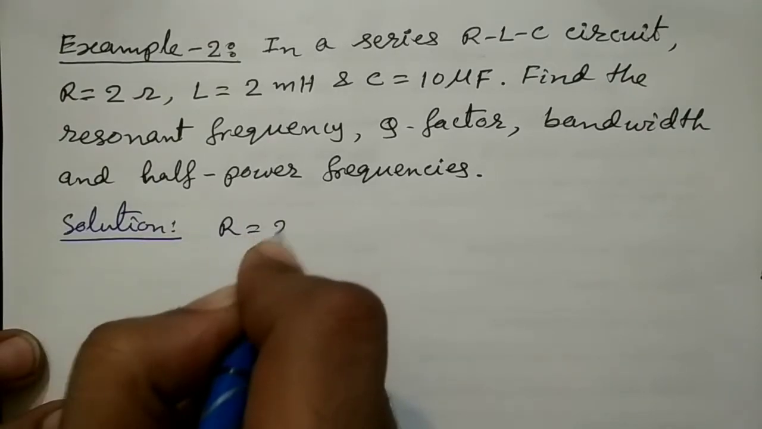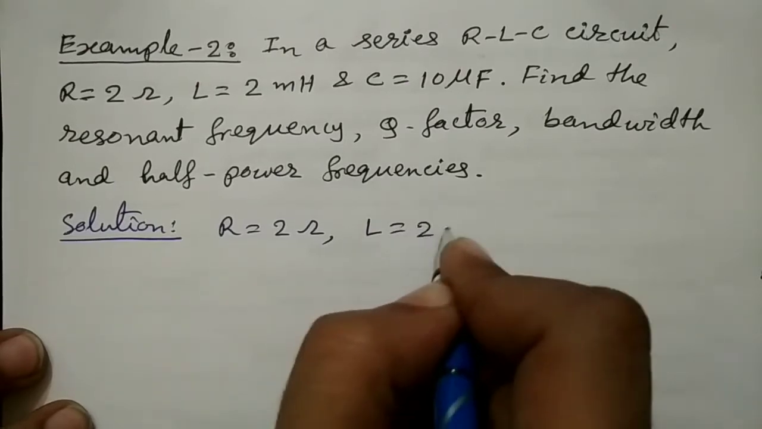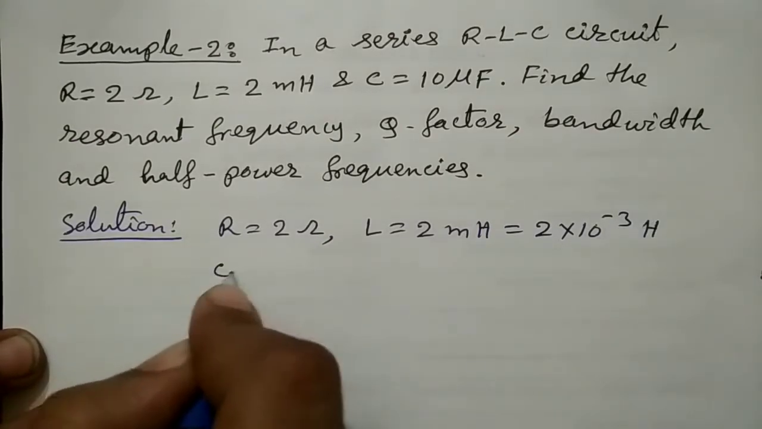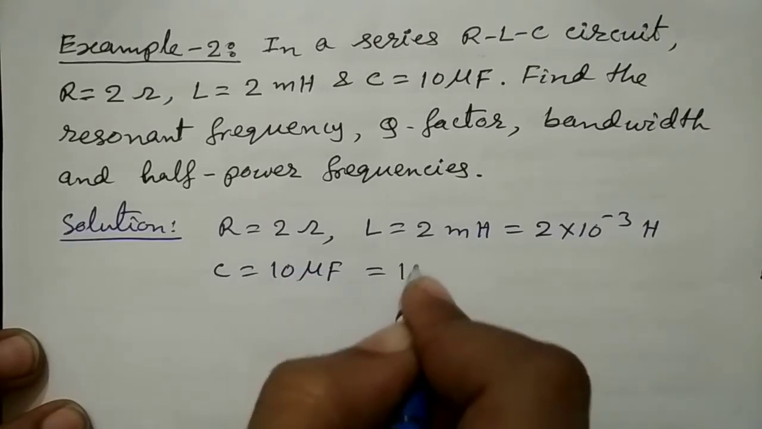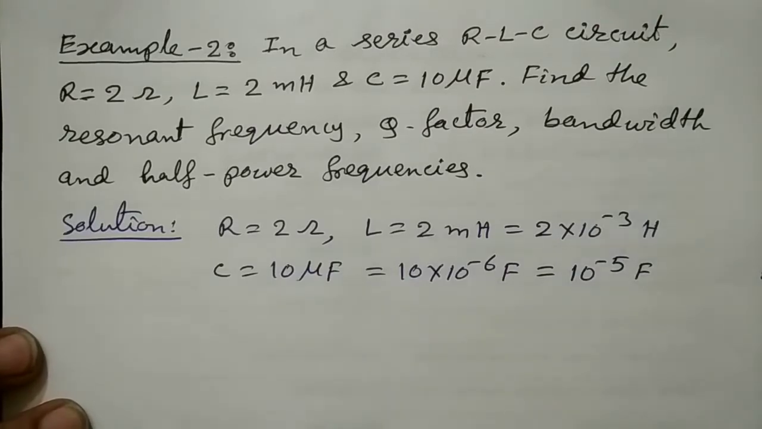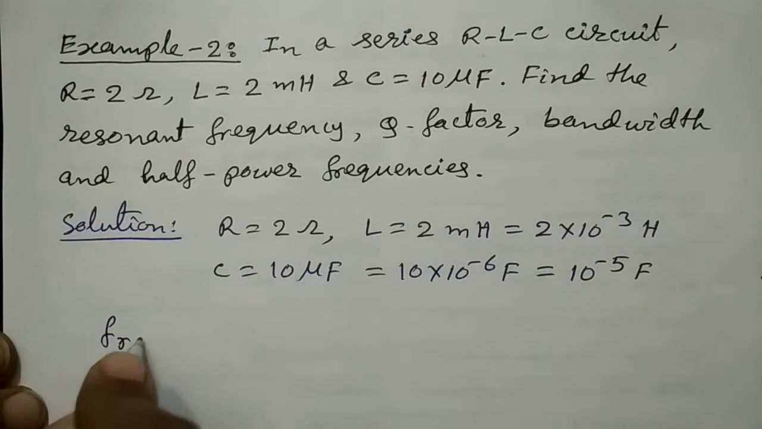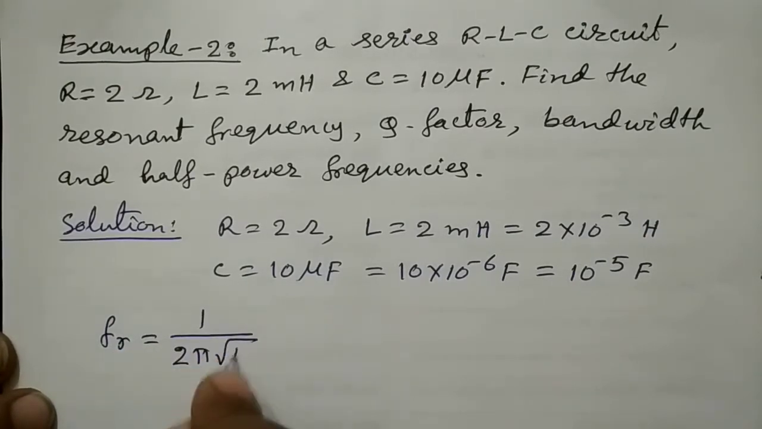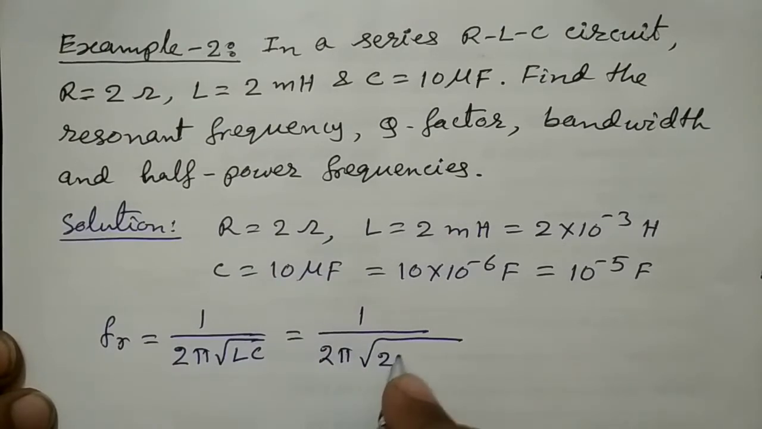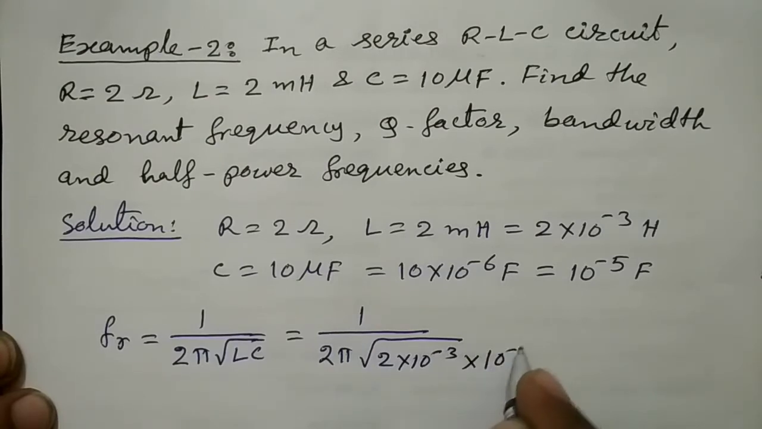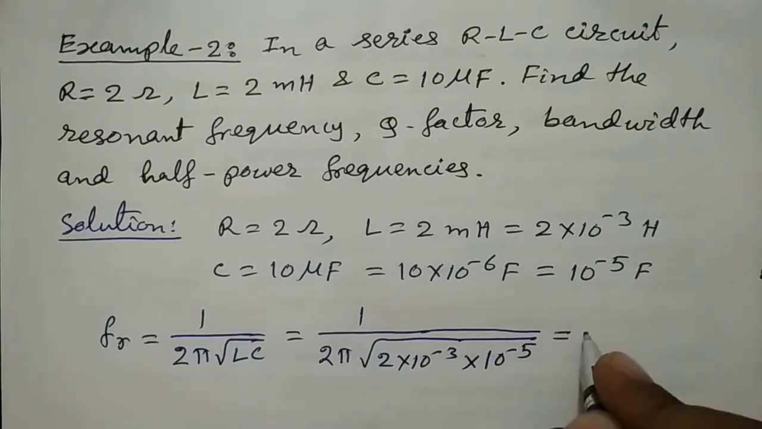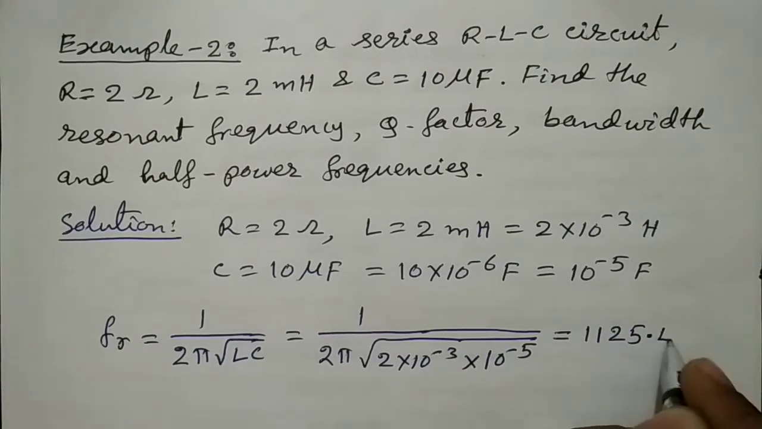Here R is 2 ohms, L is 2 millihenry, that is 2 into 10 to the power minus 3 Henry, and C is 10 microfarad, that is 10 into 10 to the power minus 6 farad, and it can be written as 10 to the power minus 5 farad. So we know that the resonant frequency formula is 1 upon 2 pi root LC. So put the values of L and C. So it is 2 into 10 to the power minus 3 into 10 to the power minus 5. So after solving this, we'll get the resonant frequency as 1125.4 Hertz.